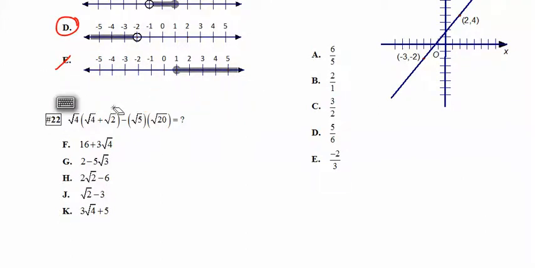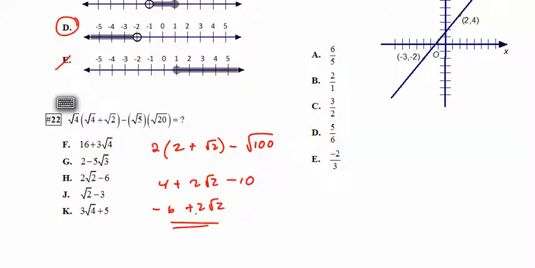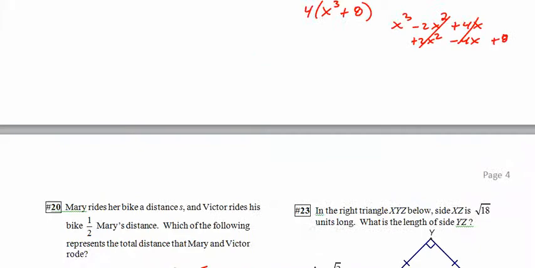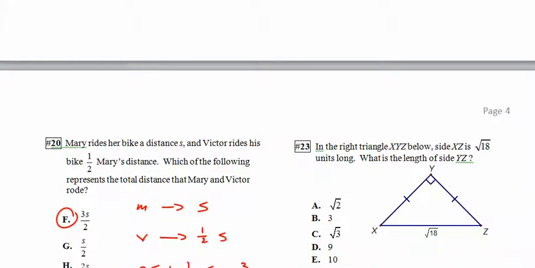So radical 4 times and so on. I could just blast this out, but I really like to get rid of my radicals if I can. So 2 plus radical 2 minus, and I'm just going to call this root 100, even though I could have done better on that. 4 plus 2 root 2 minus 10, negative 6 plus 2 root 2, or 2 root 2 minus 6, right there. If I had some time, I would definitely check that one, make sure I did it right.